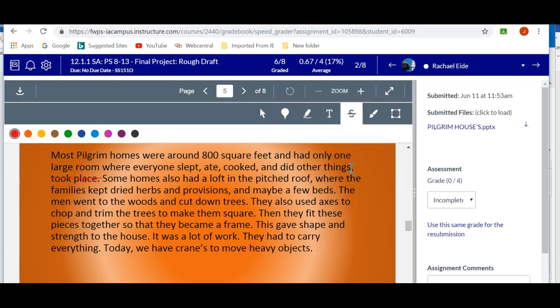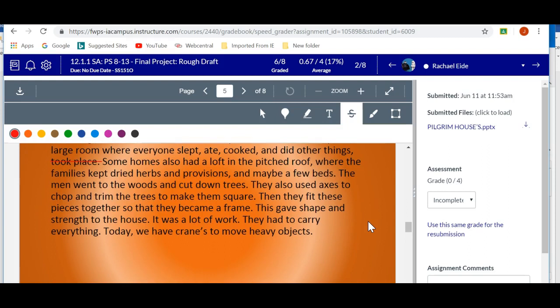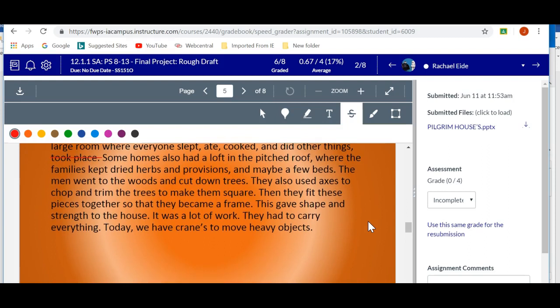Some homes also had a loft in the pitched roof where the families kept dried herbs and provisions, and maybe a few beds. The men went to the woods and cut down trees. They also used axes to chop and trim the trees to make them square. Then they fit these pieces together so that they became a frame. This gave shape and strength to the house. It was a lot of work. They had to carry everything. Today we have cranes to move heavy objects. Very true. Here it is again.